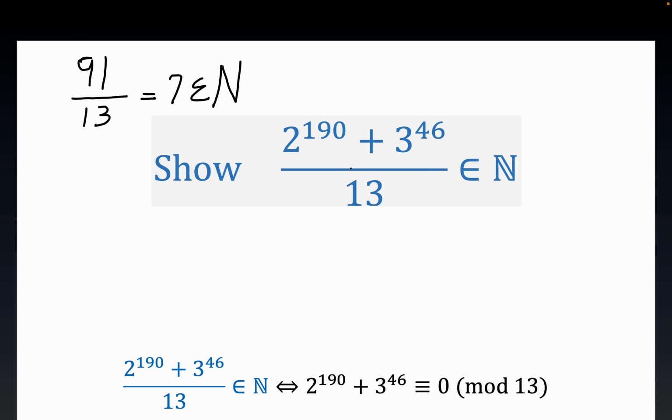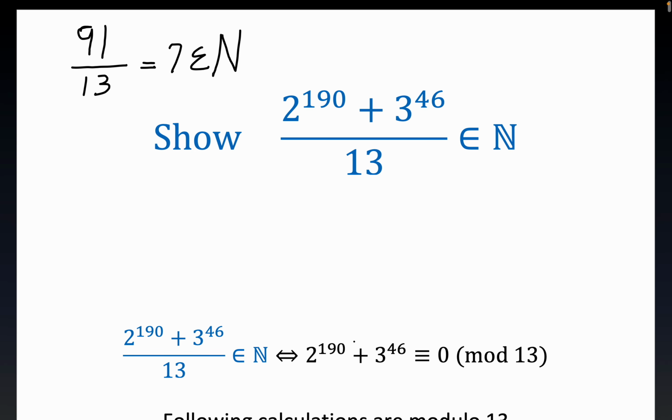So again, this is a fancy way of saying show that the numerator here, 2 to the 190th plus 3 to the 46, is a multiple of 13. And that would establish that 13 would cancel, and this would be a natural number. Now, another way to write this is in the modular arithmetic format. This is equivalent. If we can work in this kind of equality format, this is a congruent symbol. This really says that 2 to the 190th plus 3 to the 46 quantity minus 0 is divisible by 13.